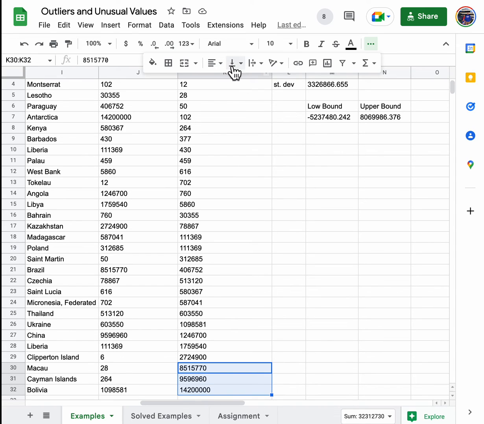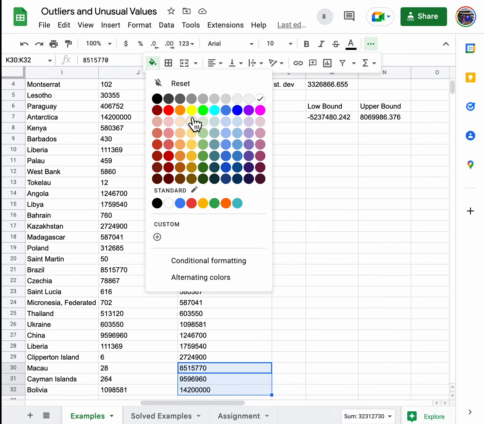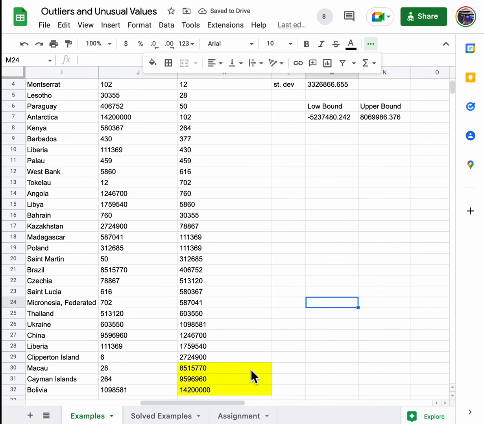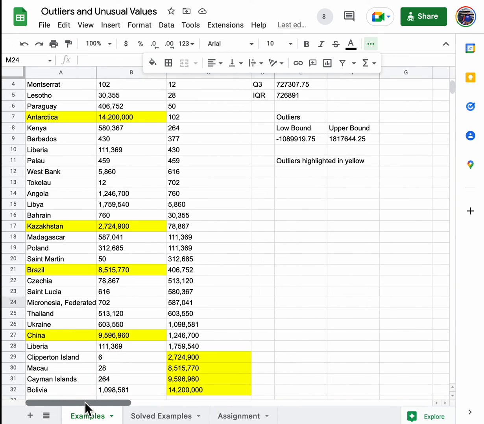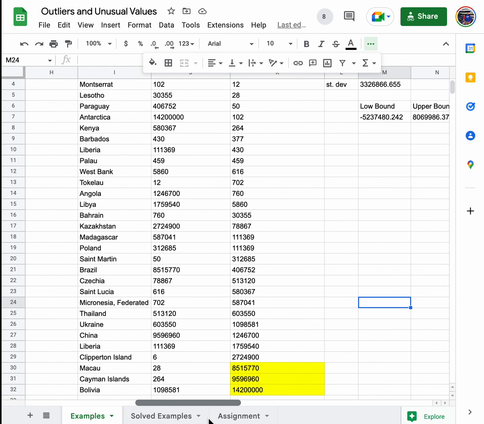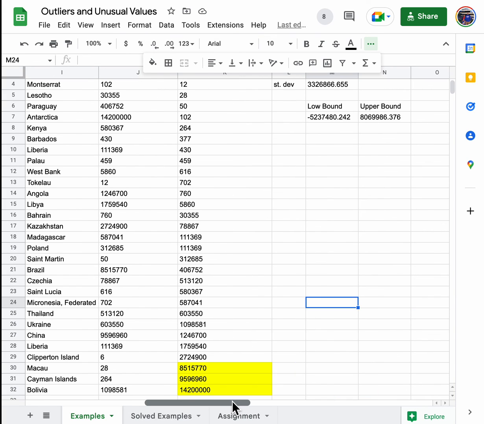I like to do a little highlight, but those would be my unusual values. And you can see, if you compare it to the outliers, there's one less value that makes up the unusual values than the outliers. So it's not always going to be the same. One is just a more extreme version of the other. Yep. And that's really all there is to it. Actually, looking at it, I'm pretty sure there's the same set of data. So there you go.